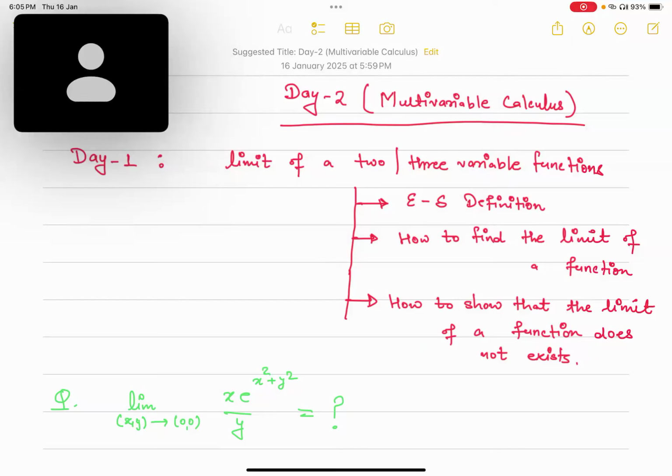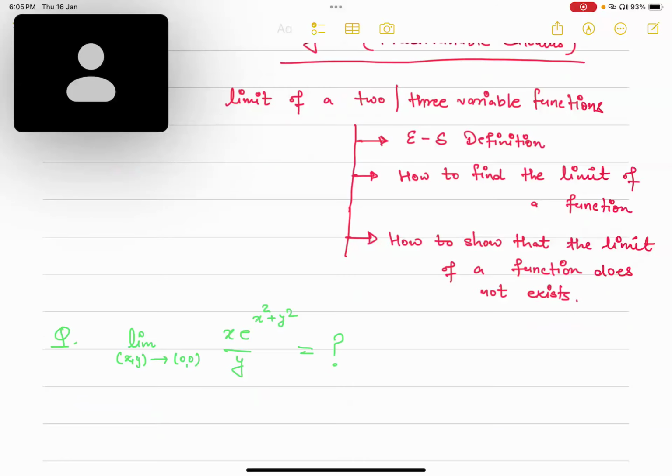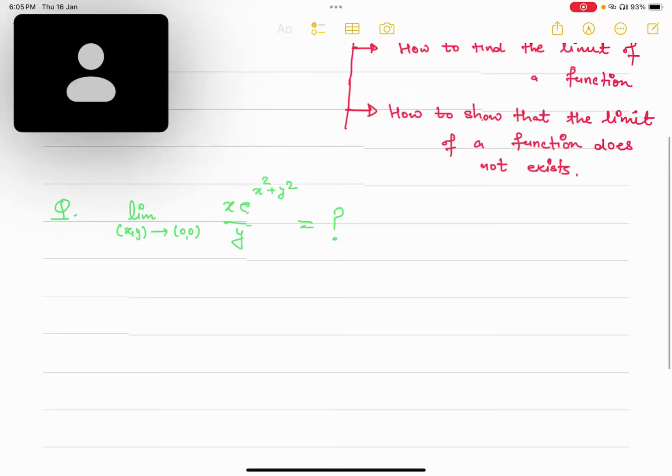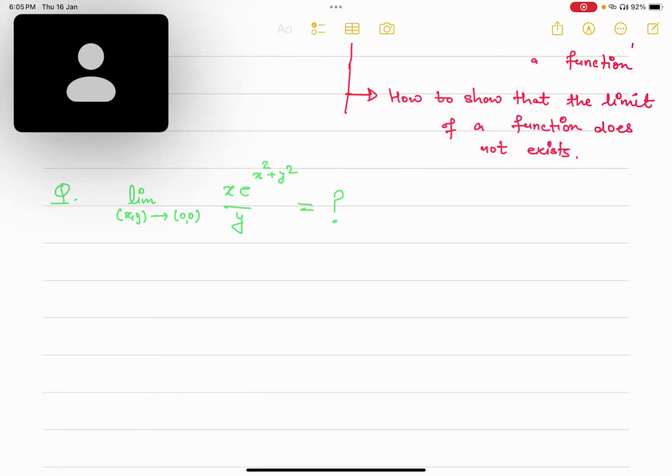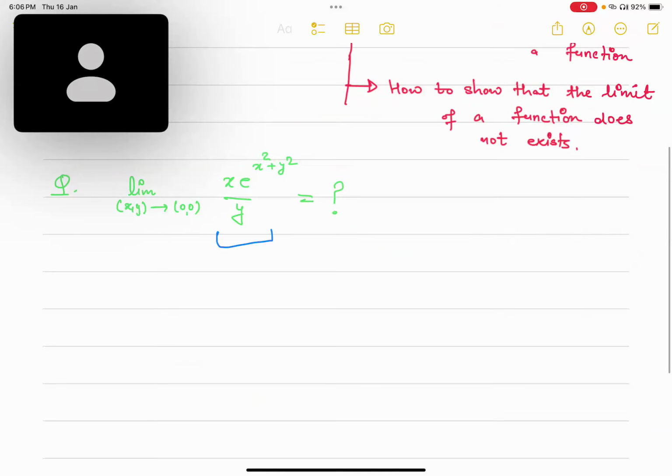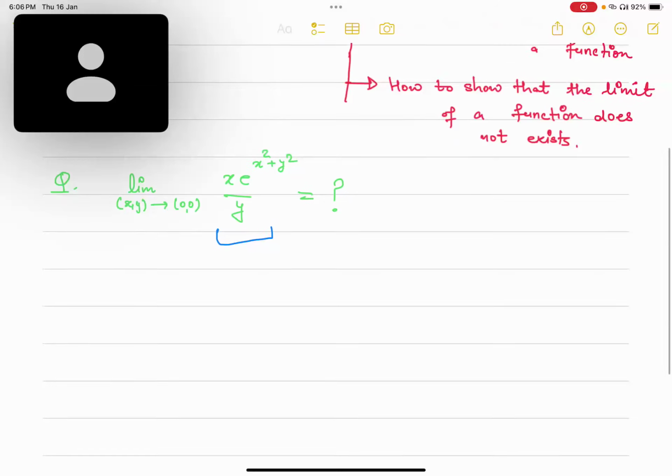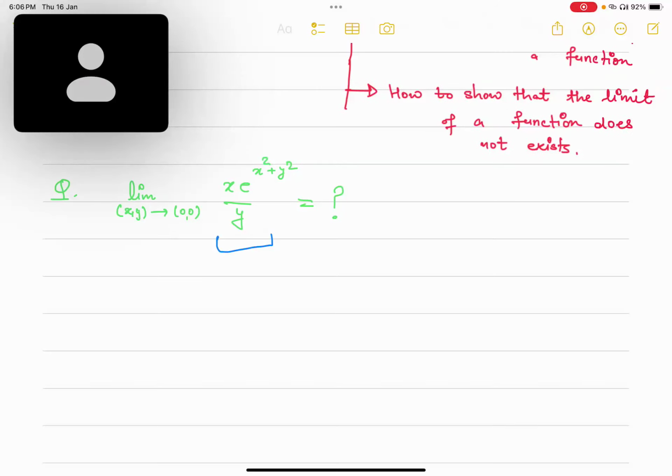On day one, we have seen the limit of two or three variable functions. In particular, we have seen the epsilon-delta form, how to find the limit of a function, and how to show that a limit does not exist. So today let me start with this question. Suppose you have the function x e^(x²+y²)/y. What can we say about the limit of this function at (0,0)? Take a few seconds and observe the function.